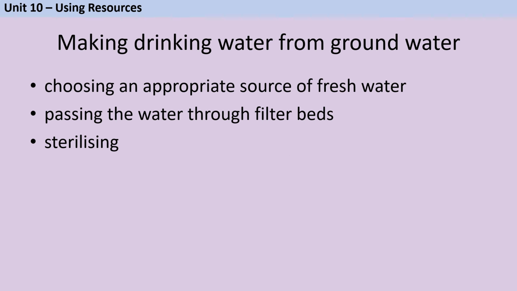Once you've identified a suitable freshwater source, in order to make potable water, this must be passed through filter beds to remove any insoluble solids and then sterilised to kill any microorganisms. This can be done using chlorine gas, ozone or UV light.